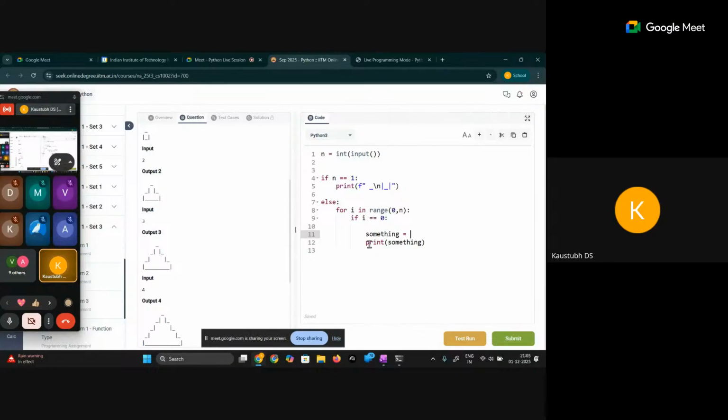So we have to print something, and that something will be an f-string of initial spaces and then an underscore. Initial spaces with an underscore, right? One final underscore. So now let's see how many spaces are used up for each n.